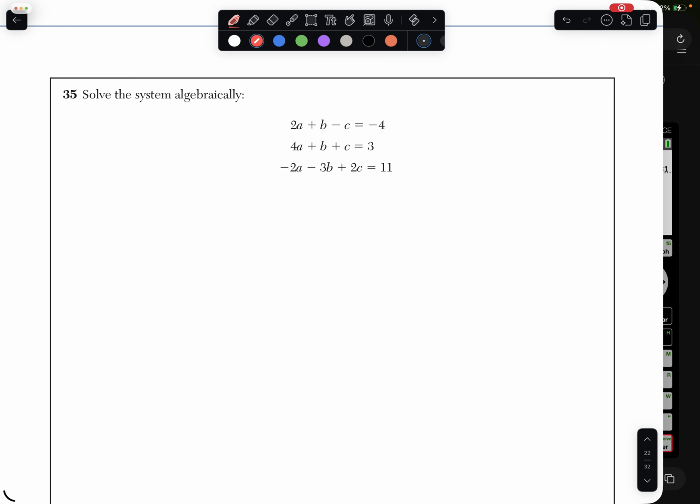Okay. Algebraically solve the system below. For this one, what I'm going to do is we're going to use elimination to do it.